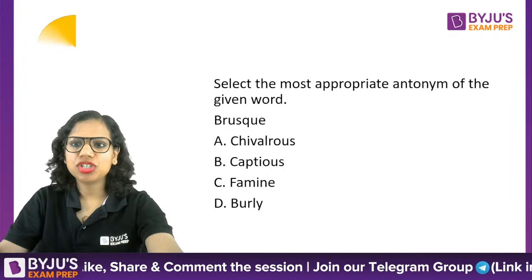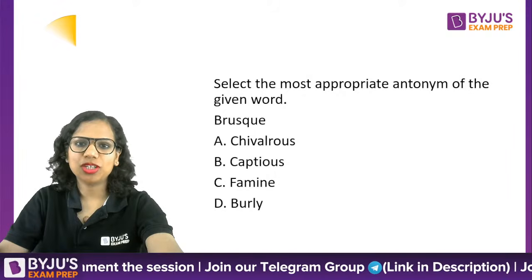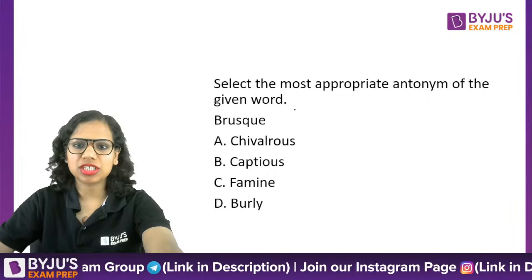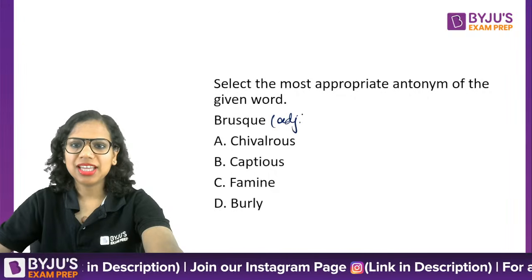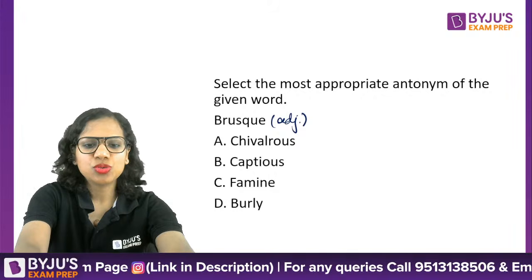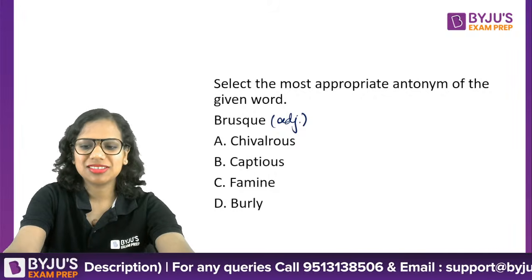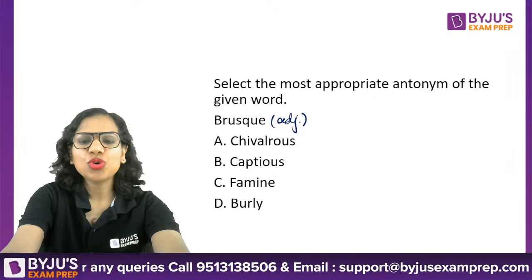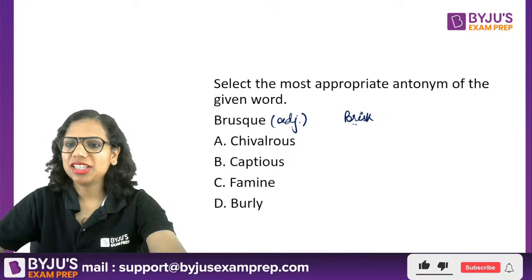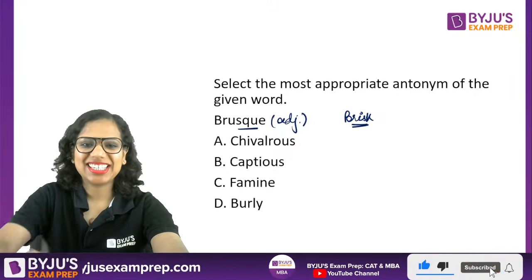You have to give me the most appropriate antonym of the given word. Brusque. This is how we pronounce this word. Brusque is an adjective, right? So students generally confuse it with brisk, as in brisk walking. So brisk is a similar word, but they don't share their meanings, right?